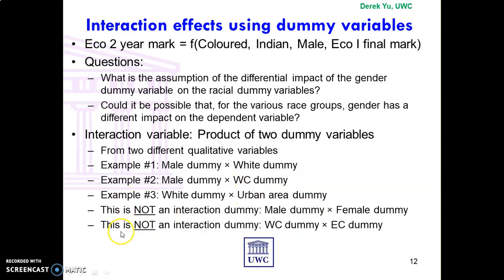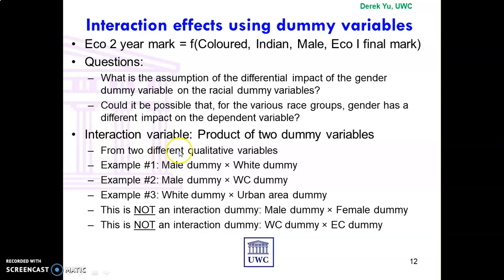Okay, and then let's say the last bullet. This is clearly not an interaction dummy. Western Cape dummy times Eastern Cape dummy. Both are derived from the same categorical variable, which is province. But it is impossible for someone to live in Western Cape and Eastern Cape at exactly the same time. It may be possible the person purchased properties at both provinces, but the person can only appear at one place at the same time.